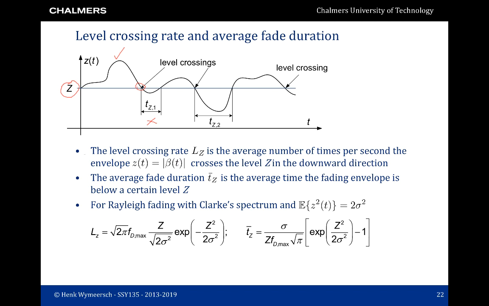In many cases, these quantities are hard to compute, but for the Rayleigh fading case with Clarke spectrum and the given average power, it is possible to quantify the level crossing rate and the average fade duration as a function of the threshold, the channel power, and the Doppler shift. Note that when the Doppler shift goes to 0, the level crossing rate is 0, you never cross, and the average fade duration is infinity.